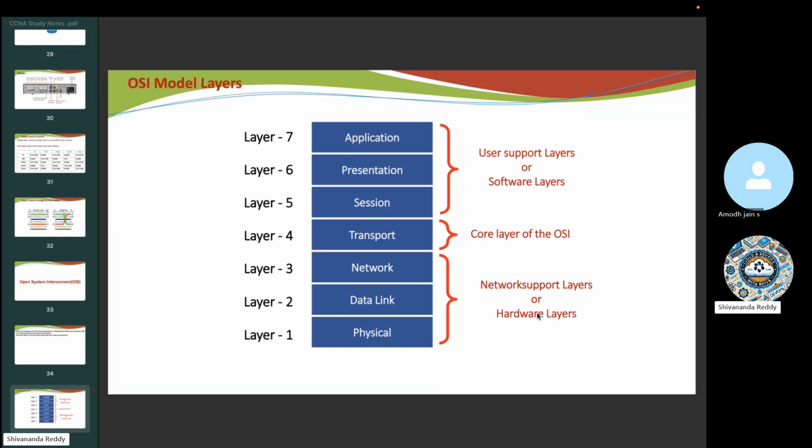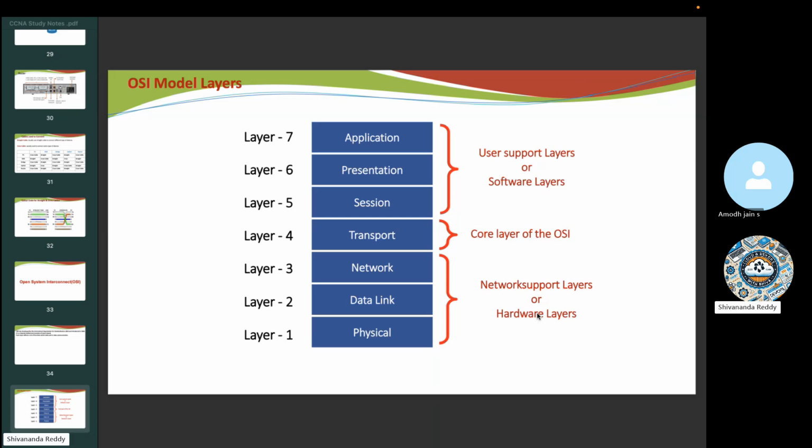So how does the internet come? Internet things start from layer 1 only. Layer 1 is the physical layer. The name itself says it: nothing but physical components. For example, you might be aware of the RJ45 wire, RJ11 wire, cables like that. They come under the physical layer.